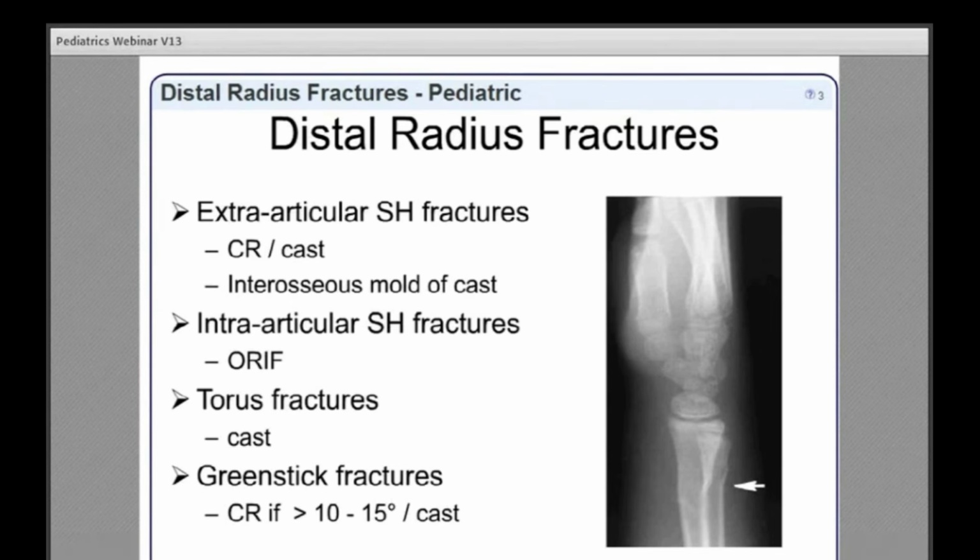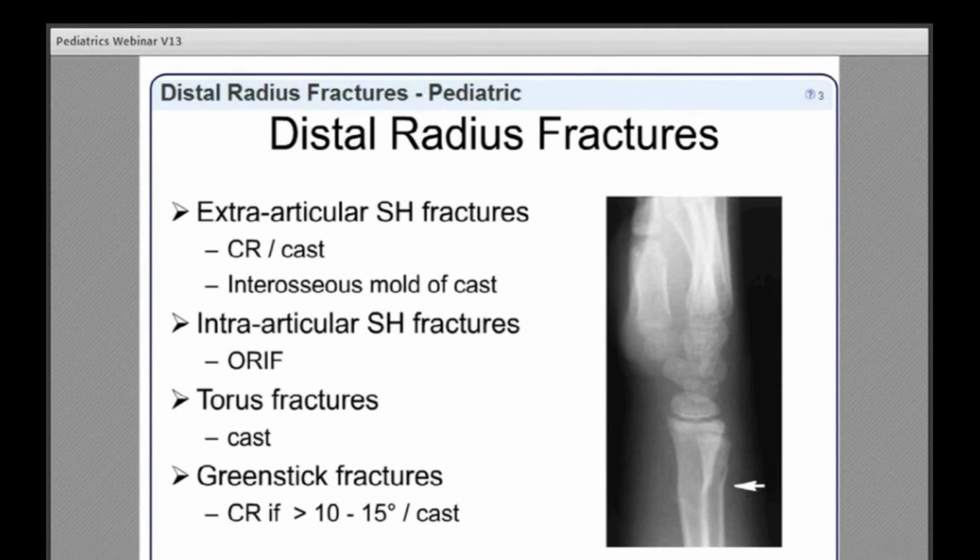So the interosseous mold can be measured by looking at the cast index, and the cast index is simply a measure of the cast width in the AP plane relative to the cast width in the lateral plane, and it should be skinnier in the lateral plane by about 20% than it is in the AP plane.